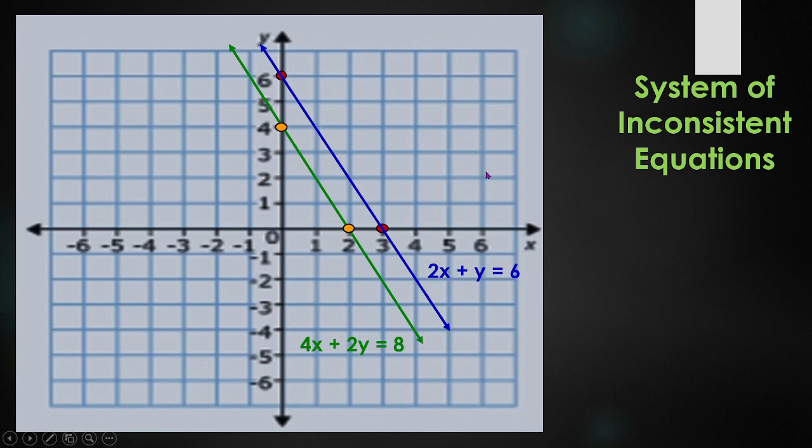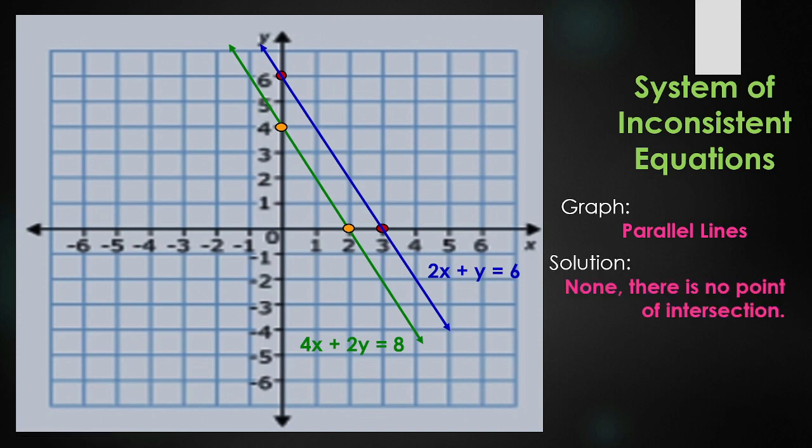Okay, how are we going to describe the graph of a system of inconsistent equations? They are parallel lines. Parallel lines are coplanar lines that do not intersect. Do you think this kind of system of equations has a solution? This kind of system of linear equations does not have a solution because there is no point of intersection. They are parallel lines. No matter how far or how long we extend these two lines, they will never intersect. So they cannot have any point of intersection.